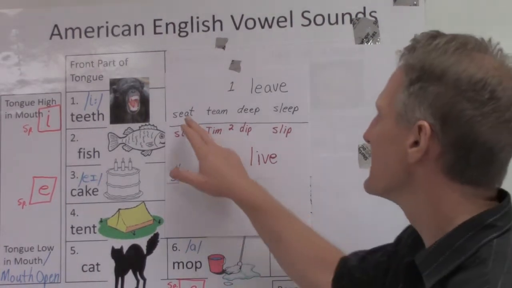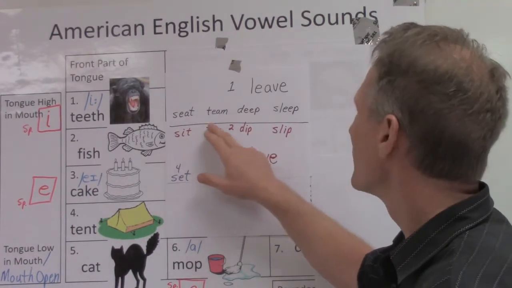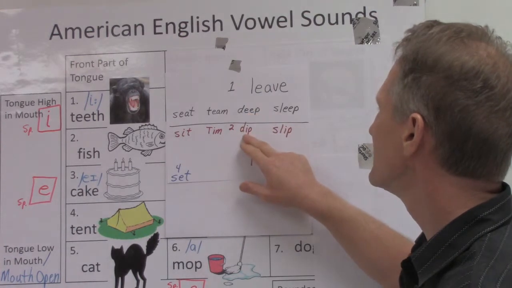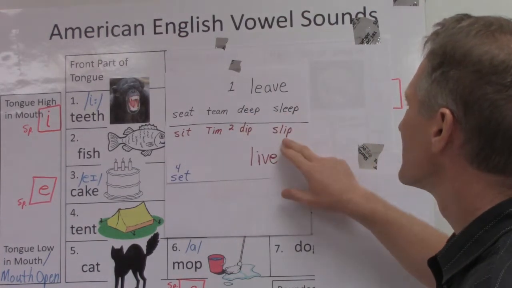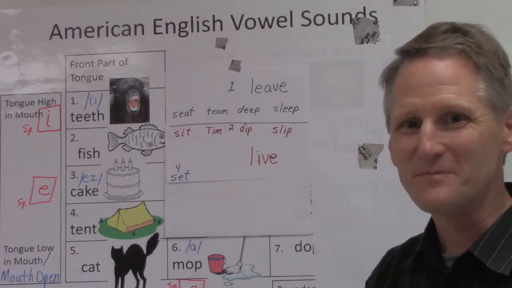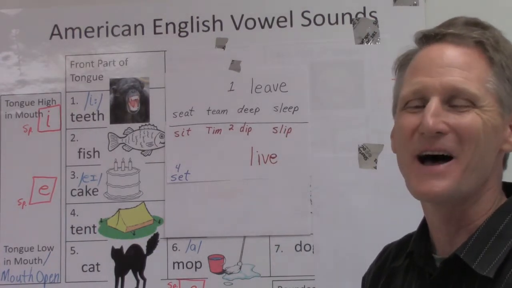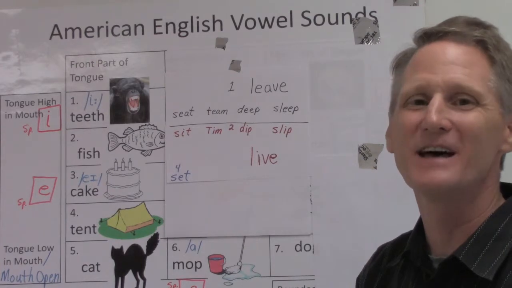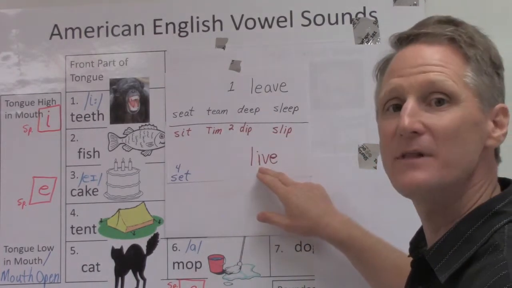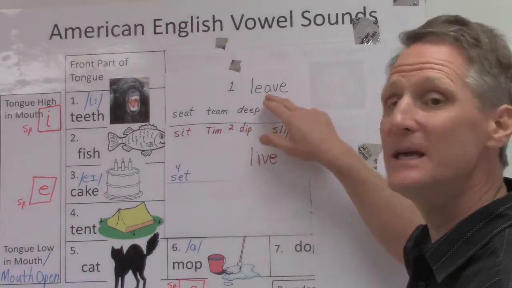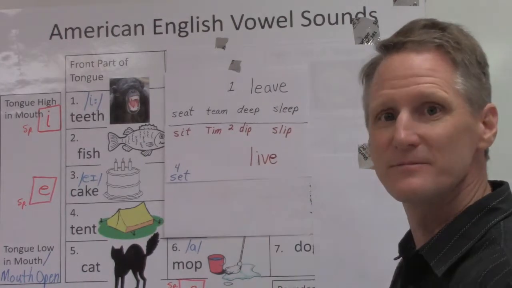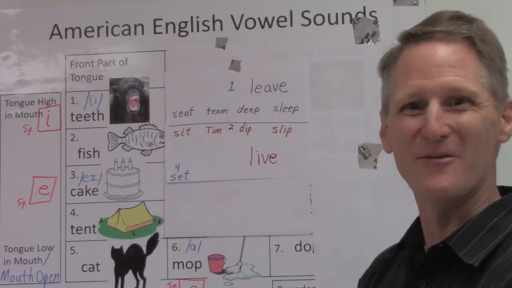So we've got seat and sit. We've got team and Tim, deep, dip, sleep, slip. And maybe the most common, and I actually have a nice example you'll see. We've got leave and we have live. Leave, go away. Live, continue to be alive, correct?